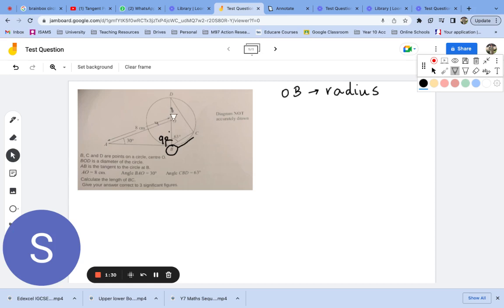I want to figure out what OB is, so I can apply the sine rule, which is sine of 30 degrees equals opposite, which is OB, over hypotenuse, which is OA. Now we don't know OB, but we do know OA, which is 8. Sine of 30 degrees is a half. So OB equals 4 centimeters.